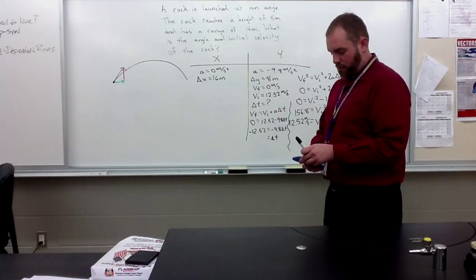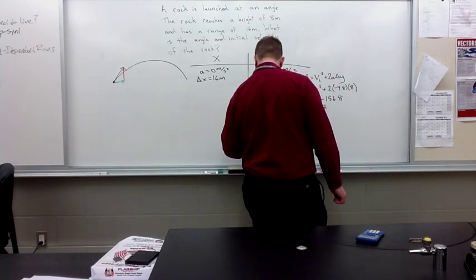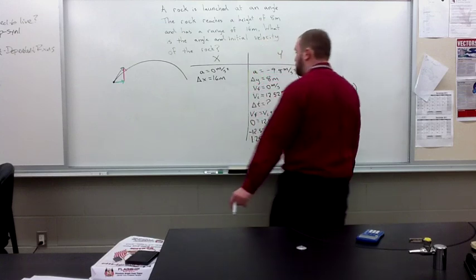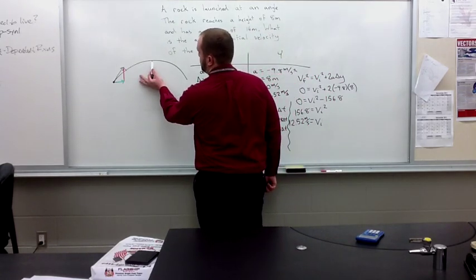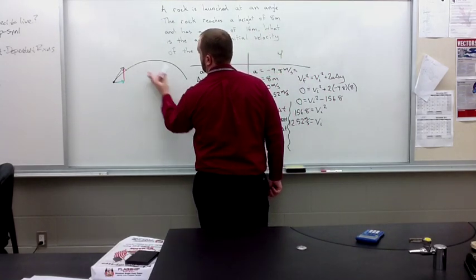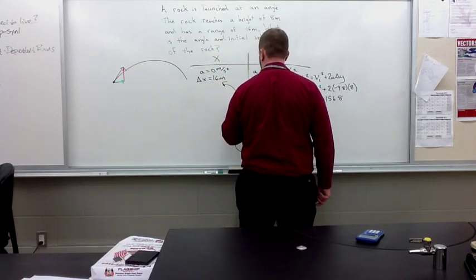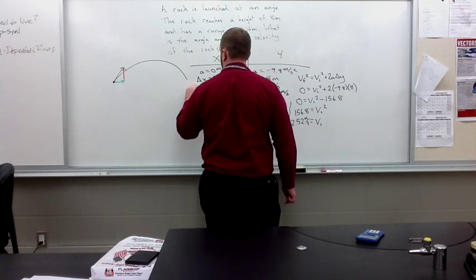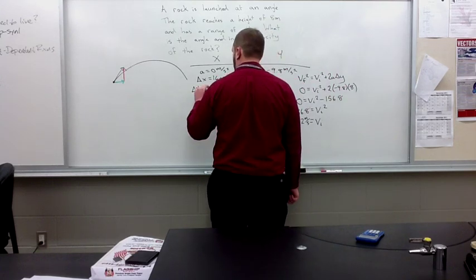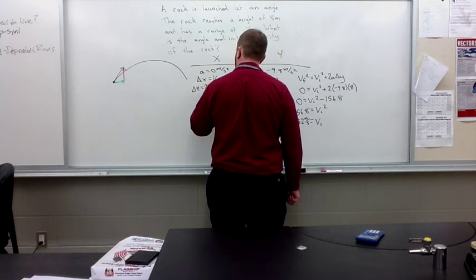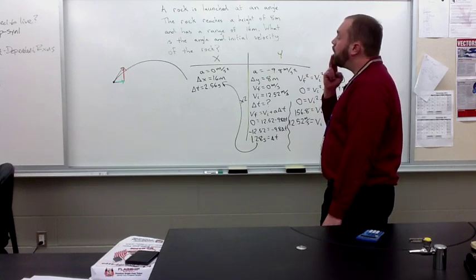12.52 divided by 9.8 gives us 1.28 seconds. So that's how much time it takes to get to the top. We want the time for the whole thing when we use it on the x side, so we've got to multiply it by 2. So over here, the time we're going to use is going to be 2.56 seconds. 1.28 times 2. All right, cool.